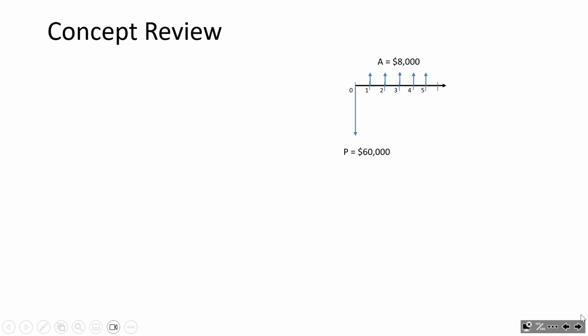All right. So let's just review. Equilibrium, or balance, is what we're looking for in order to determine the rate of return when we make some investment at the present and anticipate a future stream of profits. So in this example, if we paid $60,000 now and expected to receive 5 equal payments of $8,000, then what would be the rate of return for that?